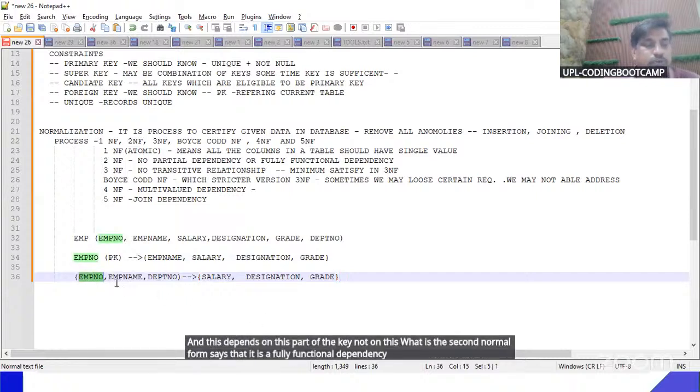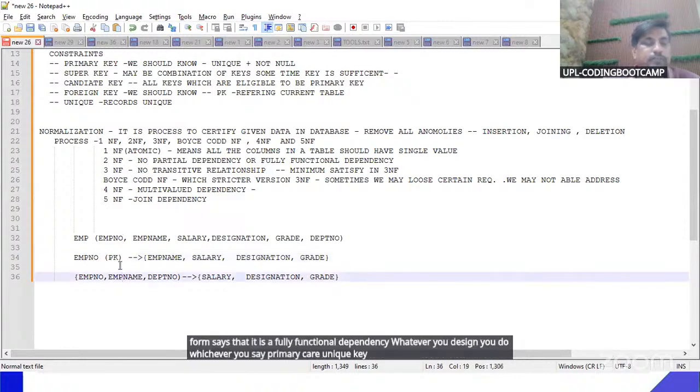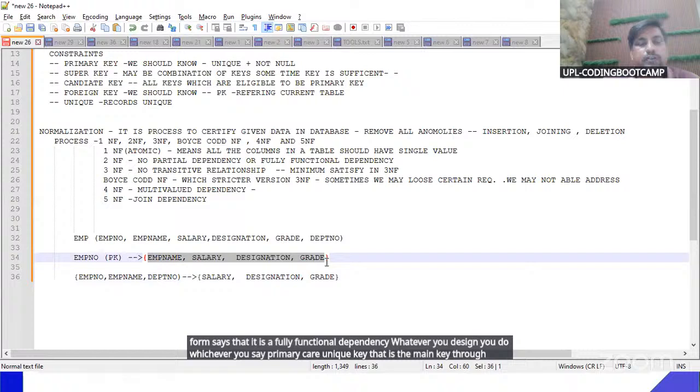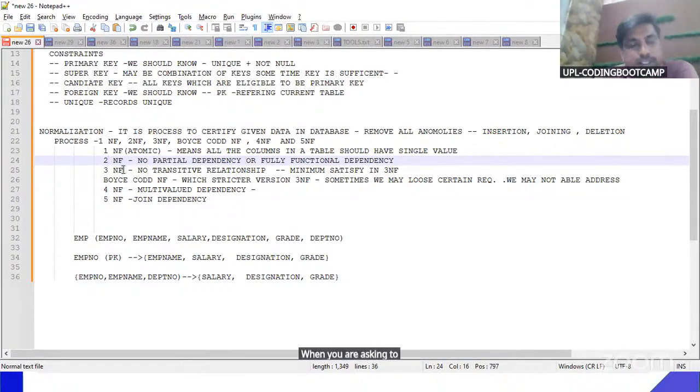Whatever you design, whichever you say, primary key or unique key, that is the main key through which I am able to derive everything. That is the definition of second normal form. I am taking this much time to explain because when you are asked to design a database, most people struggle without understanding.